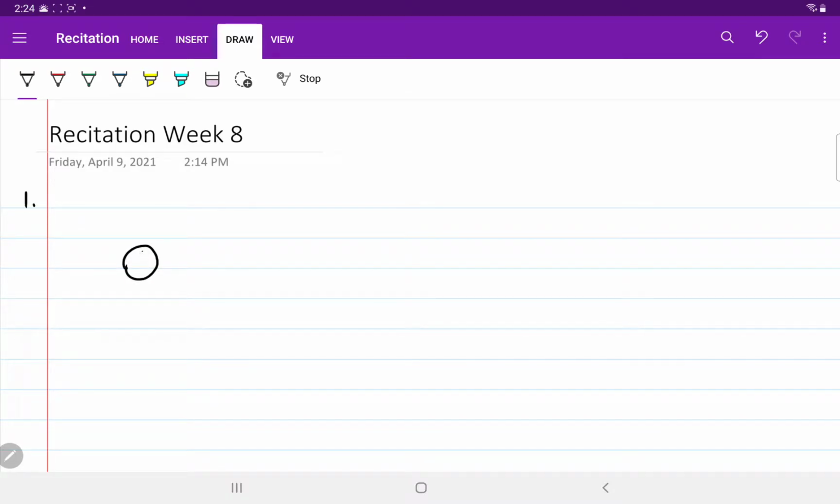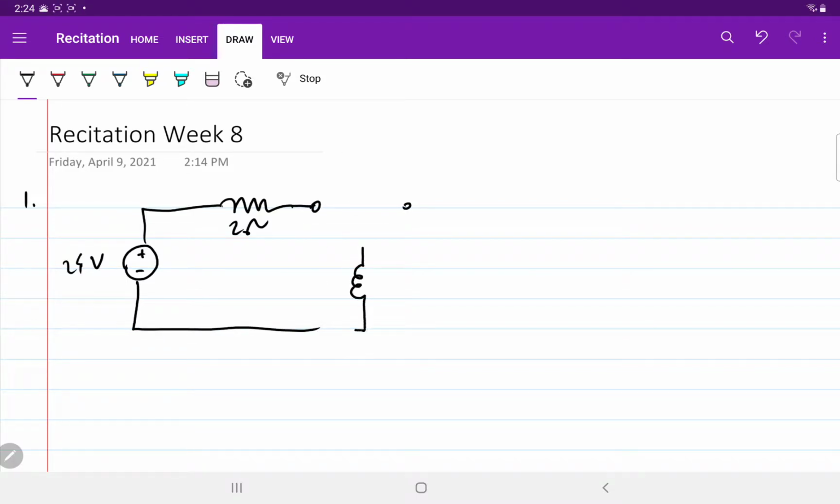So you have a voltage source 24 volt, resistor 2 ohms, switch, inductor is 200 millihenry, and current I flowing in that direction. So that's the definition of the direction of our current flowing through this inductor. And we have a switch, right? So the first switch is here.